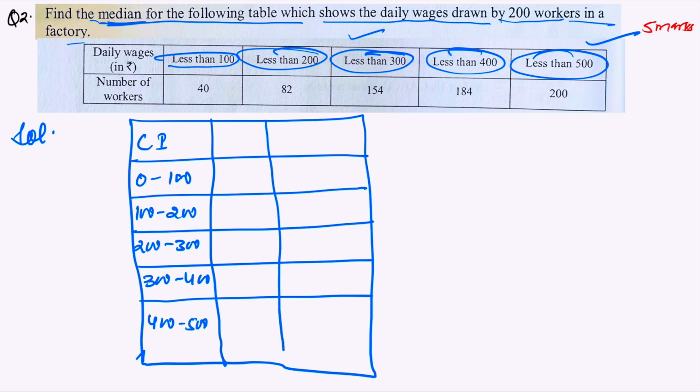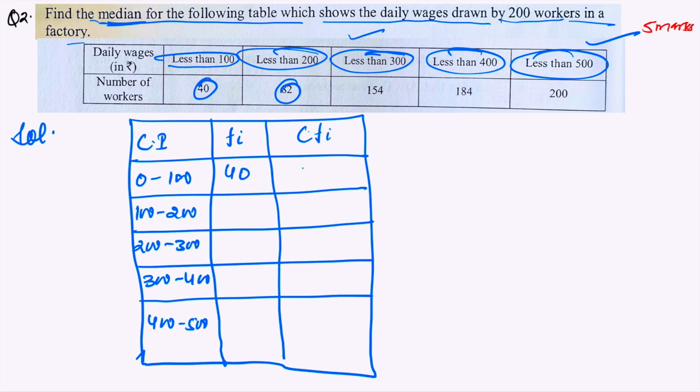Okay, next we have to find the frequency fi. For less than 100, the number of workers is 40, and for less than 200 it is 82. So let's say cumulative frequency. Firstly we write the cumulative frequency, CFi.